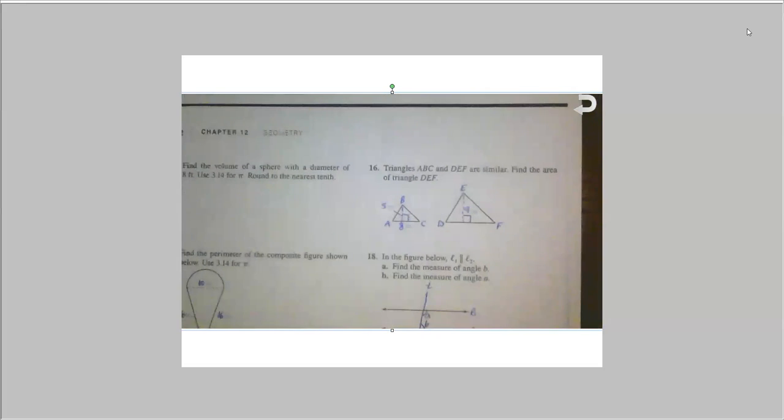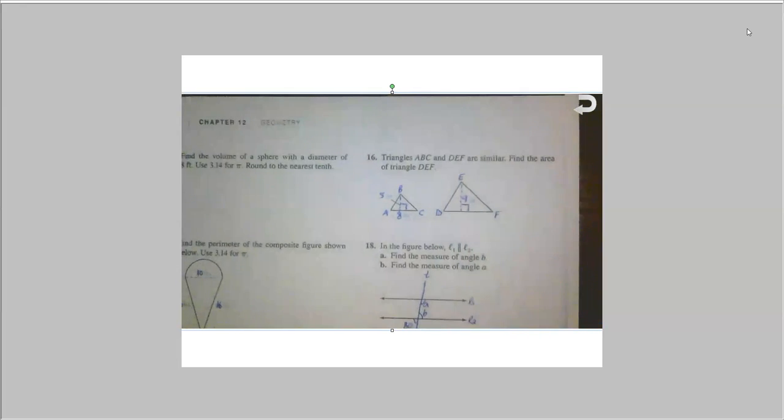I'm going to jump to number 16 because it's very similar to that, but 16 asks for an extra question that goes along with it. This is really similar to that. We have triangles ABC and DEF. It says they're similar, so those same rules apply. But I'm not just finding a missing side. It asks me to find the area of triangle DEF. Remember, area is the space on the inside.